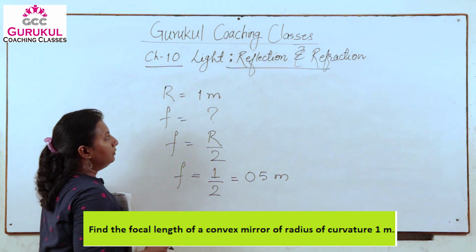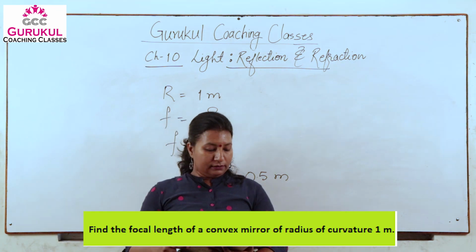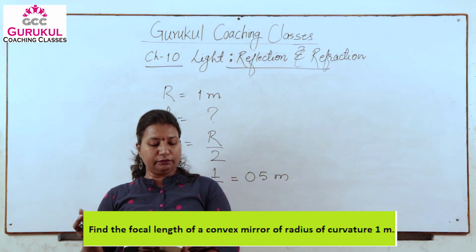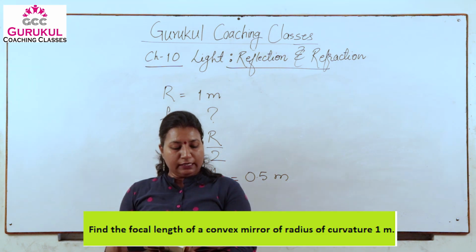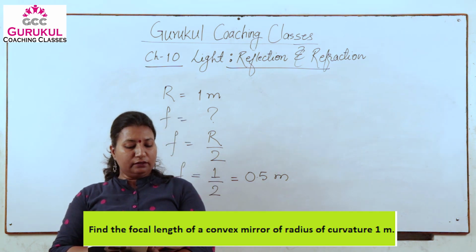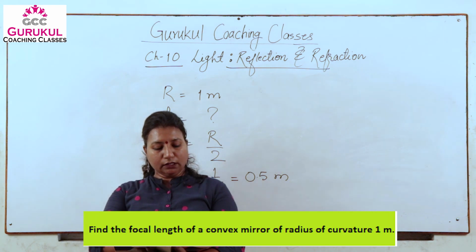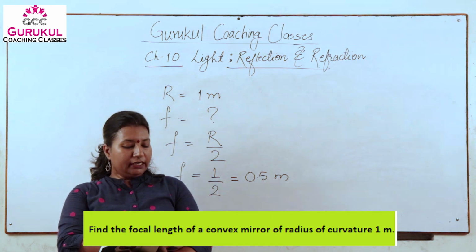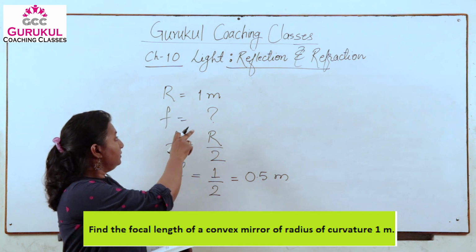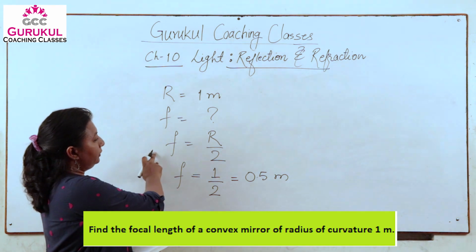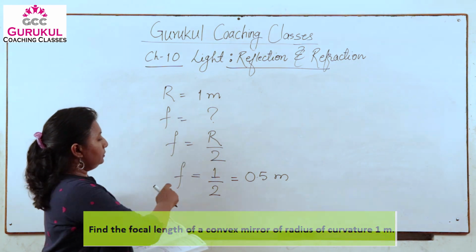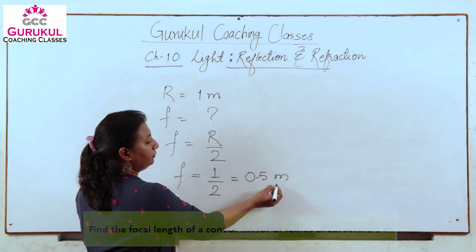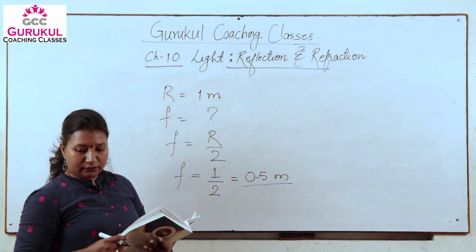For the focal length, whether it is a lens or a mirror, it is not specified that we have to find it for the mirror or the lens. It is just given to find the focal length having a radius of curvature 1 meter. So we have written f is equal to r by 2, so f is equal to half. It is 0.5 meters.